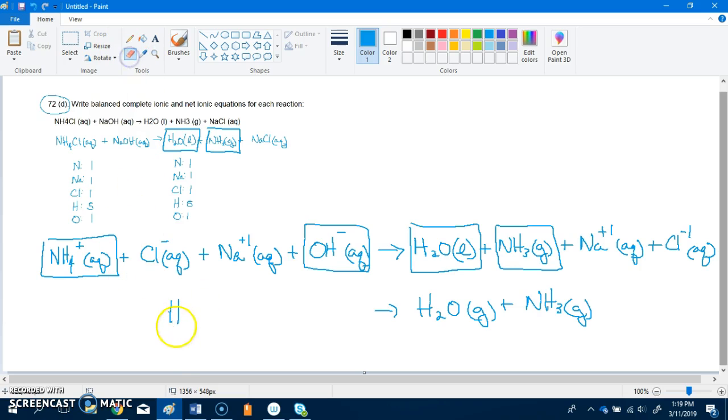Whoops. It's supposed to be an N. So now I have NH4 plus aqueous plus OH negative aqueous, and that is my net ionic equation to finish off the question.